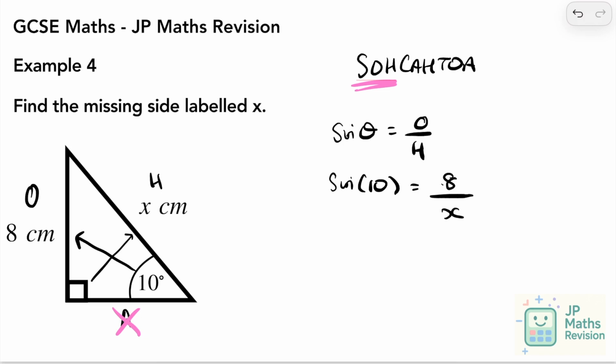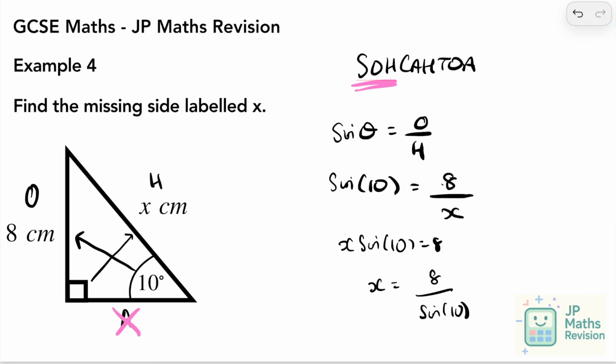Now this one is a bit different because the x is on the denominator of the fraction. So we need to get x by itself by first timesing by x and then dividing by sine 10. If I times both sides by x, I end up with x sine 10 equals 8. And then if I divide both sides by sine 10, I end up with x equals 8 over sine 10.